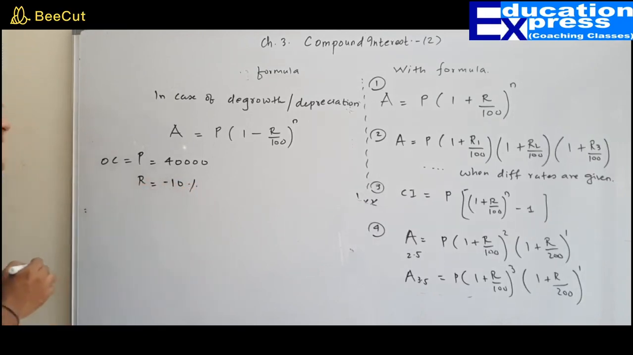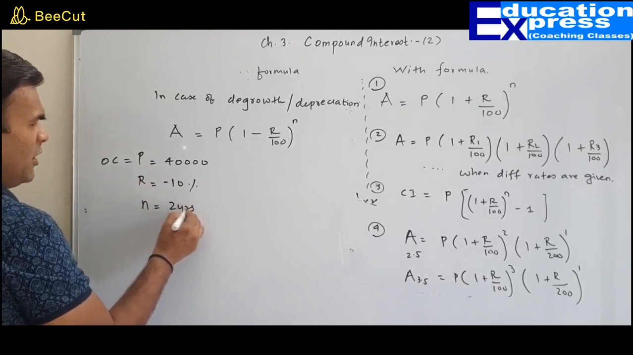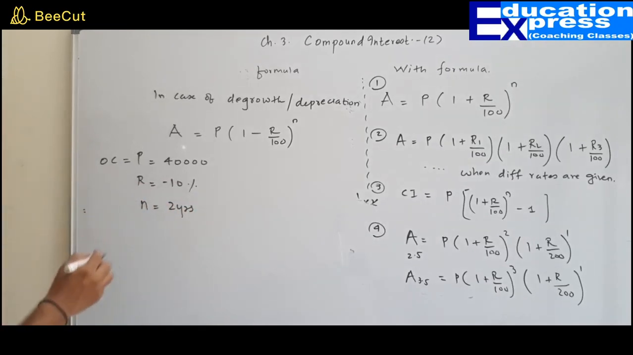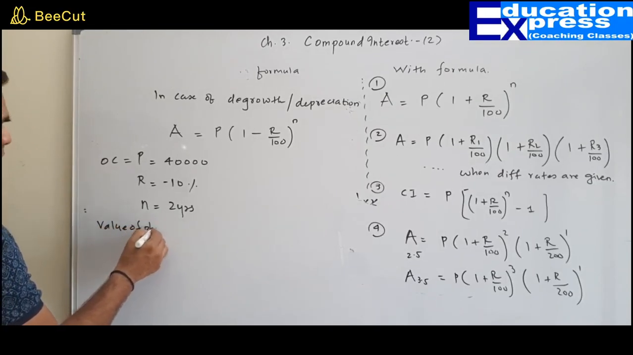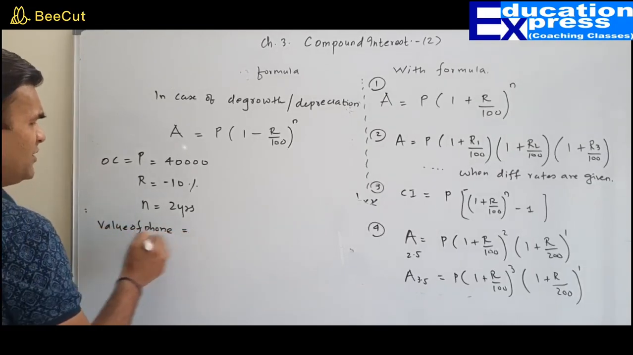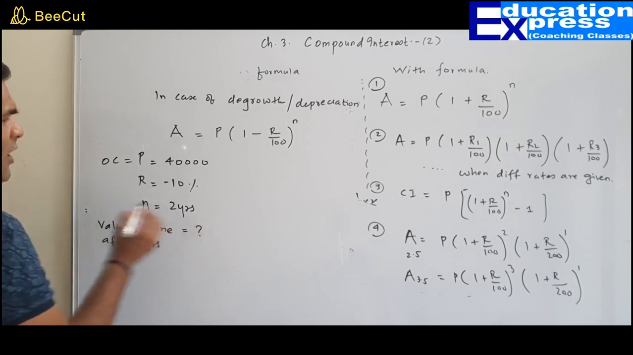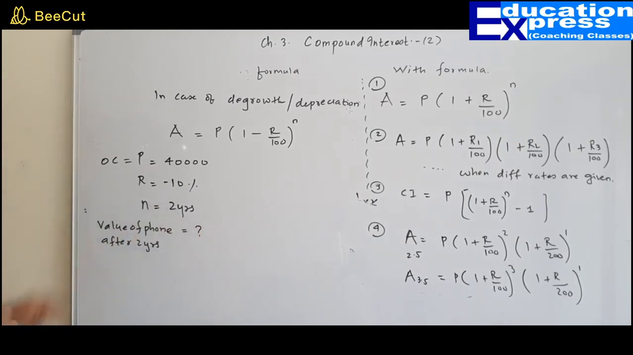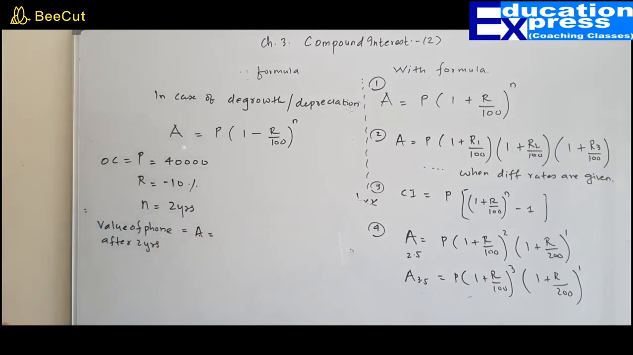So you can show it's negative 10%. What about the time horizon? Time horizon is 2 years. What are you interested in? I am interested in finding the value of the phone at the end of how many years? 2 years. The value of the phone after 2 years would be how much? That we call as A. I want to know in future what will be the value.